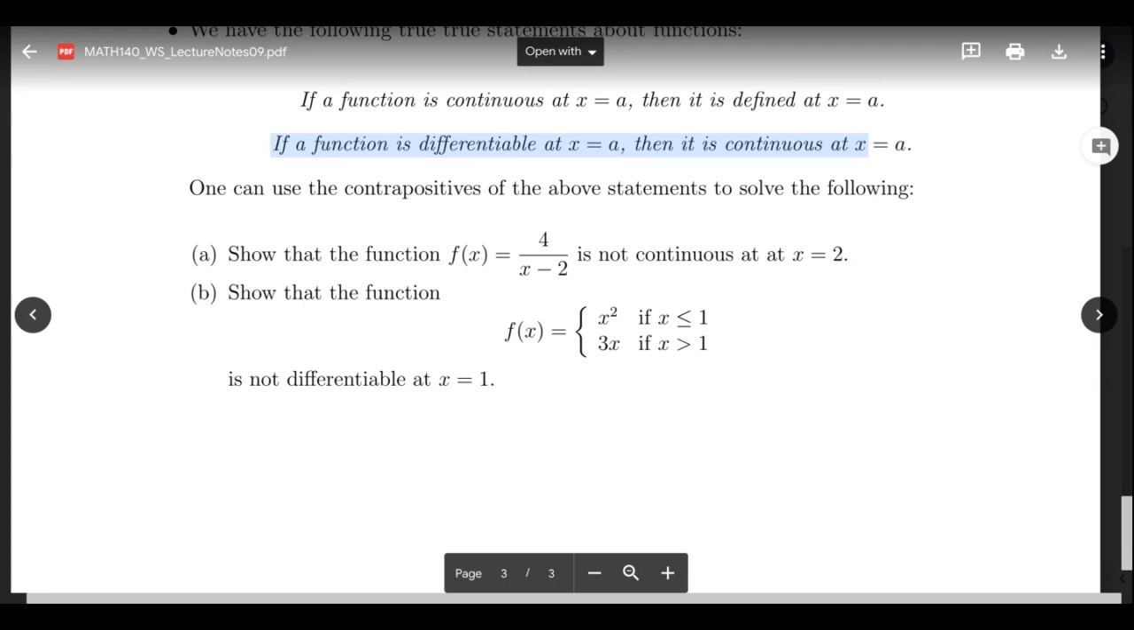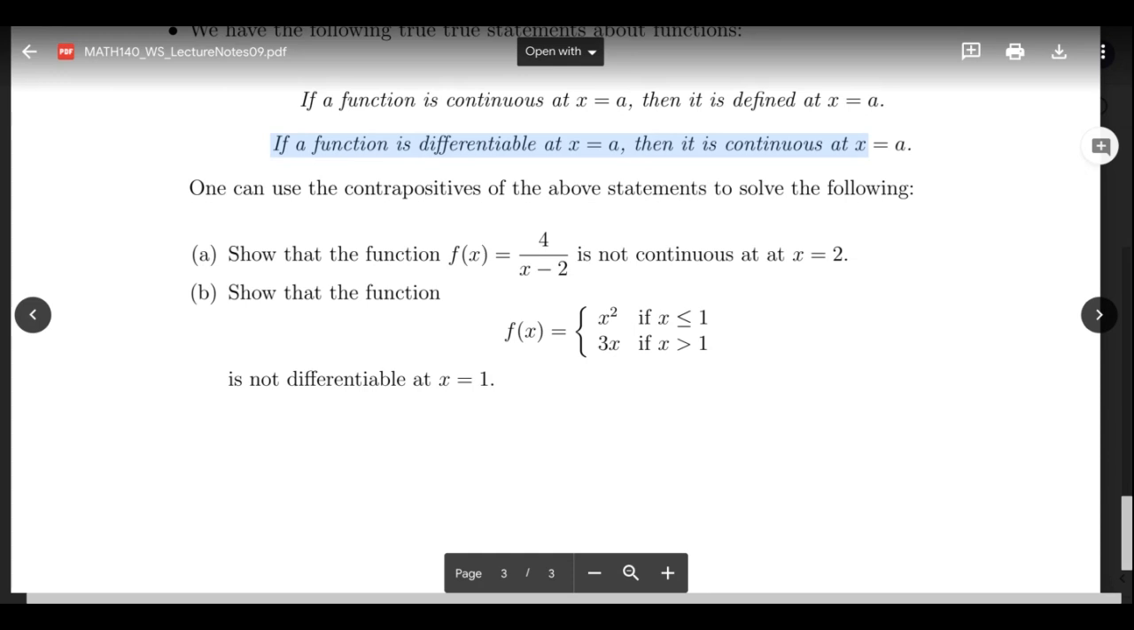How would we write the proof for those kind of questions? If we want to write proofs of this kind of question, we have to put the statements. Let's say part A. We say, okay, we know the fact: if a function is continuous at x equals a, then it is defined at x equals a. So we have to state this true statement first. Then we say, by contrapositive, if a function is not defined at x equals a, then the function is not continuous at x equals a.